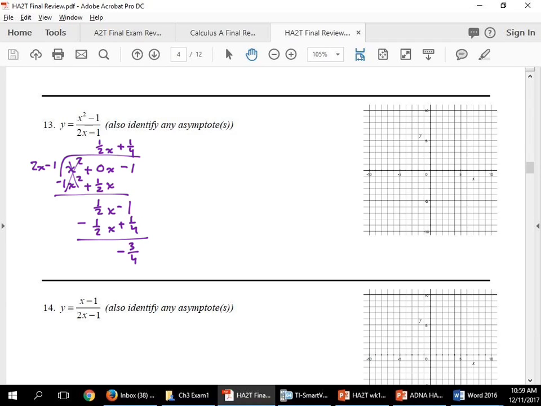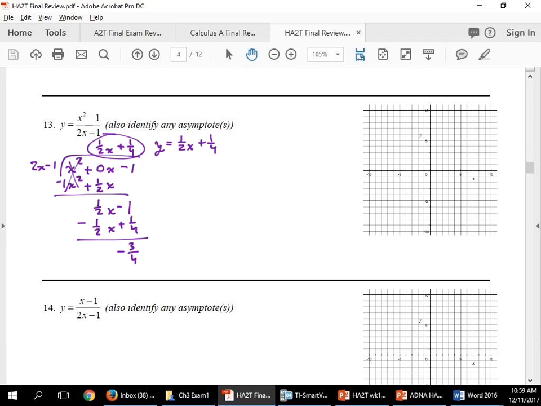Boom. I do have a remainder, but I don't care about it because the remainder is not included for my slant asymptote. That is your slant asymptote. It's y equals 1/2 x minus 1/4.